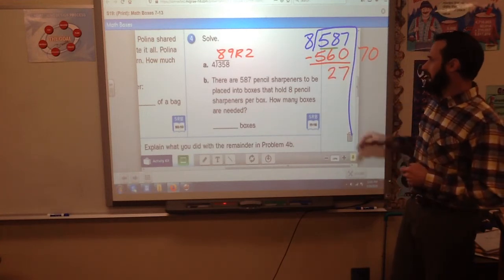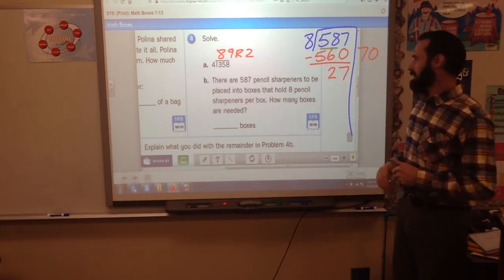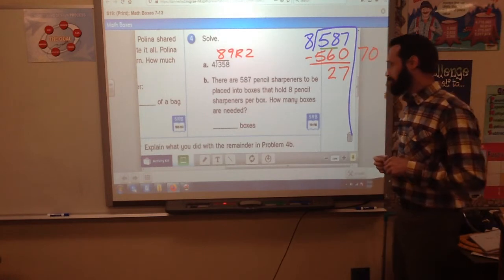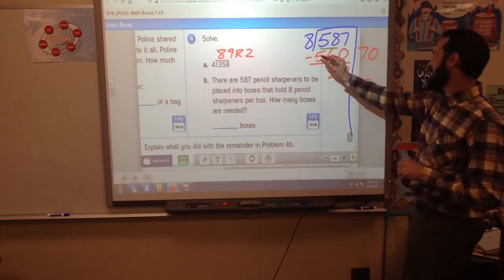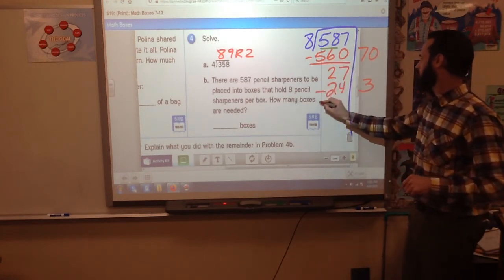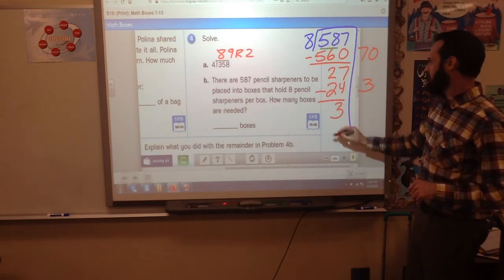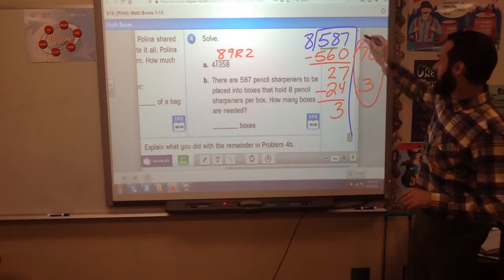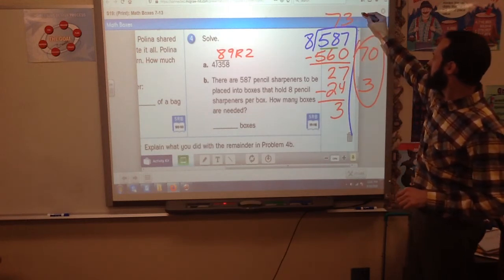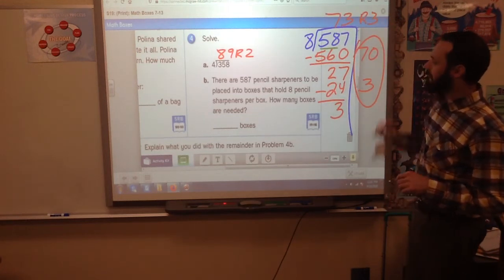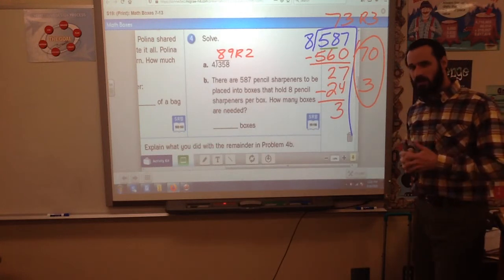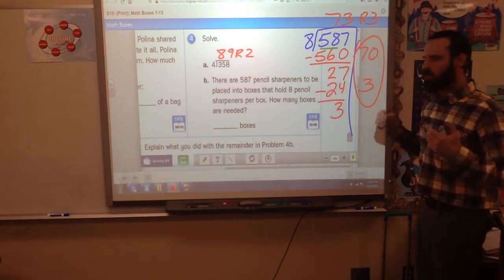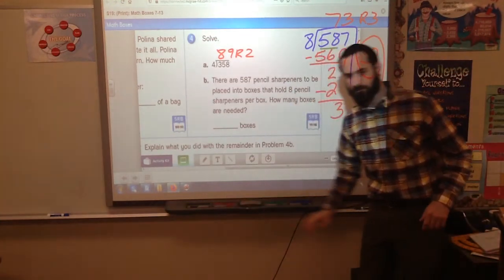And now we're looking at 27 divided by 8. Or how many 8s can you count by without going over 27? And the answer to that is 3. 8 times 3 is 24. 7 minus 4 is 3, 2 minus 2 is 0. There's your whole number, 73. Remainder, 3. Now, as I mentioned when I went over these yesterday, you need to evaluate what to do with the remainder.